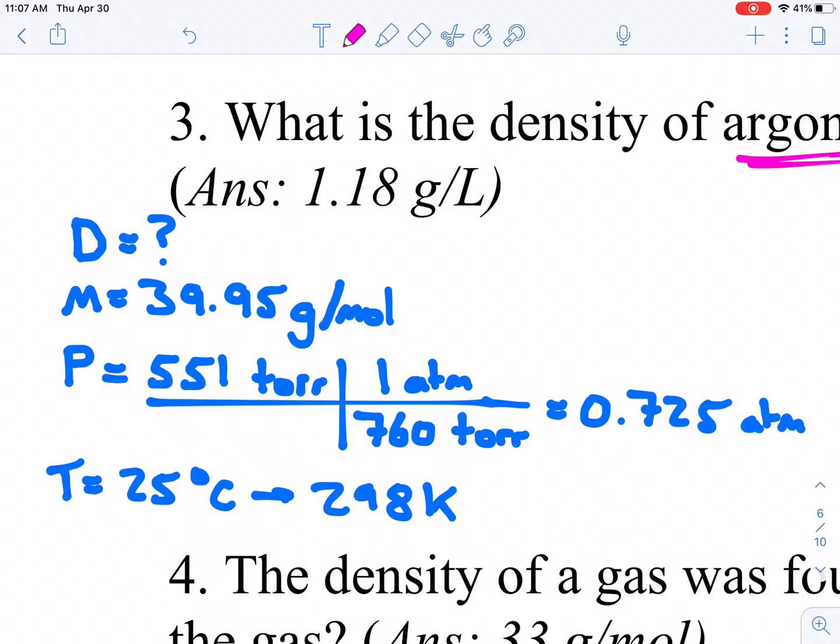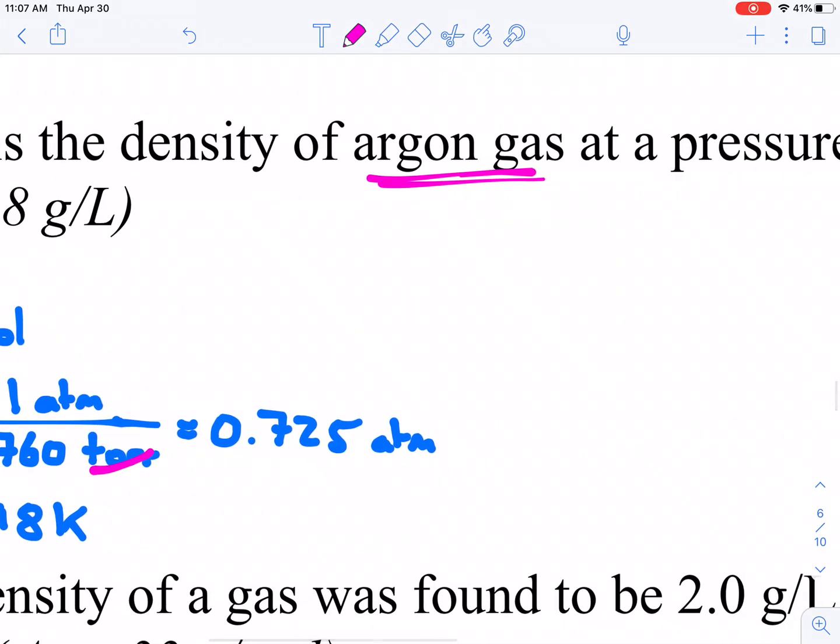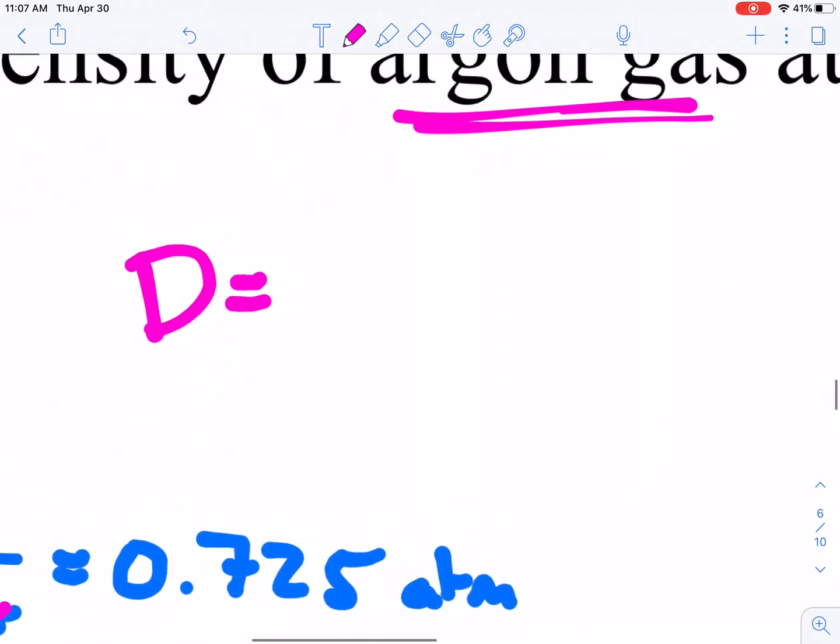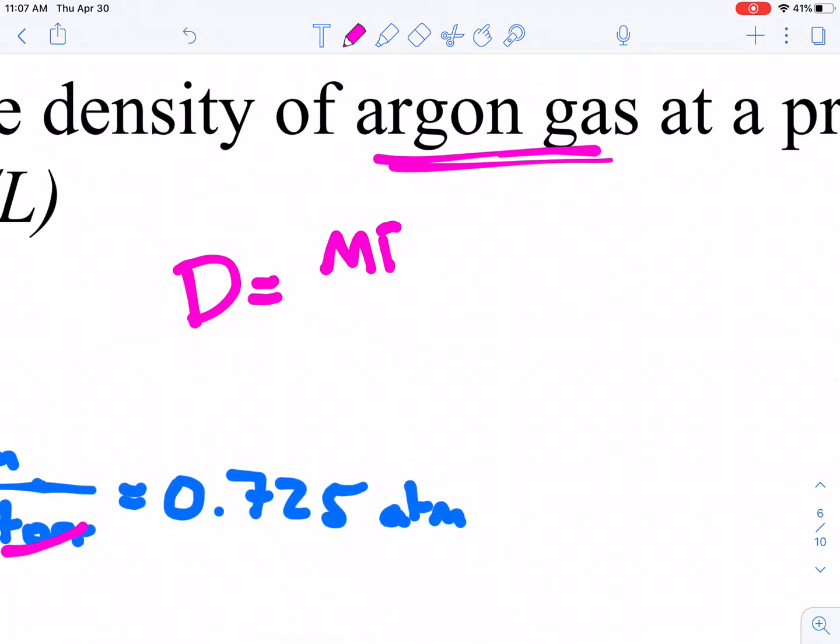Pressure was given in torr, but remember that our R value is given in units of ATM. So that's why I've converted that pressure to ATM so that we can use the R value, because part of D equals MP over RT is indeed the R value. And of course, I've converted temperature to Kelvin. So we are using density is equal to MP over RT. That's our new equation. When we plug things in here, we are solving for density.